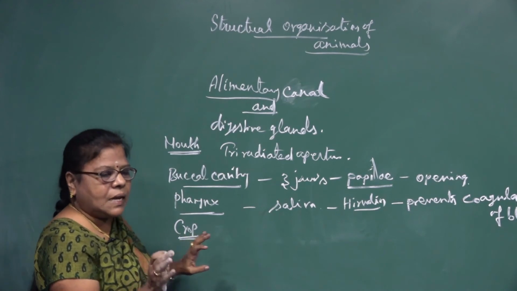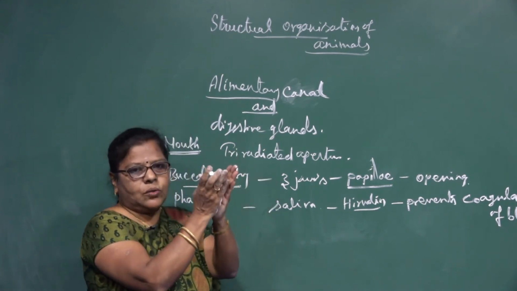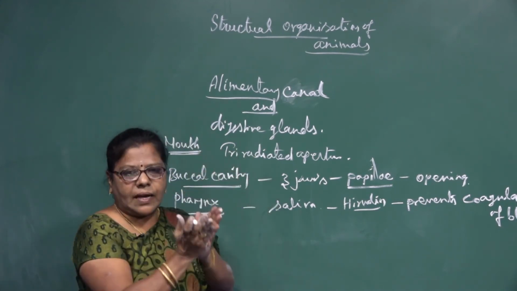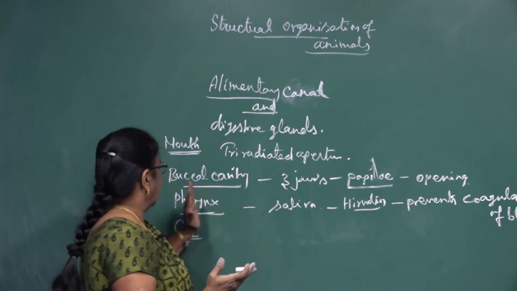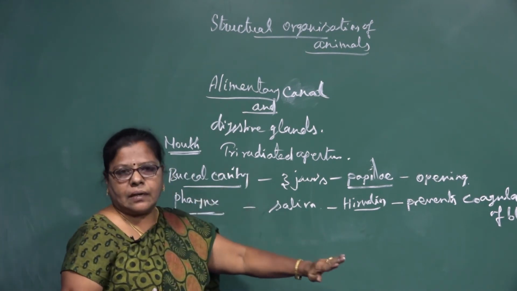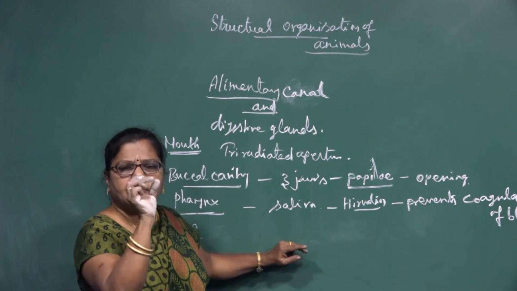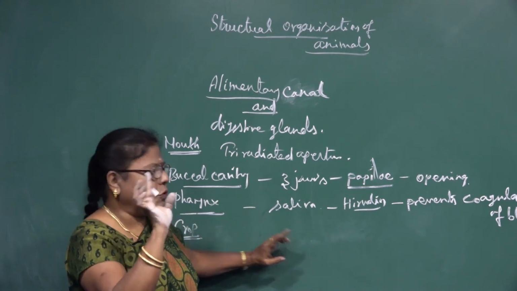The pharynx leads into the crop with the help of the esophagus. That means first the mouth, then the buccal cavity, then the pharynx, then the crop. So the pharynx leads to the crop through the esophagus. The esophagus is a very short and small tube.